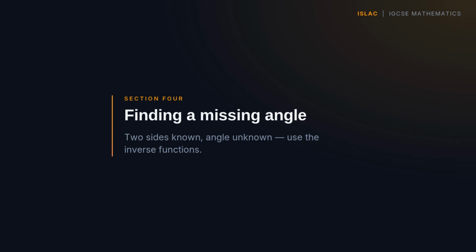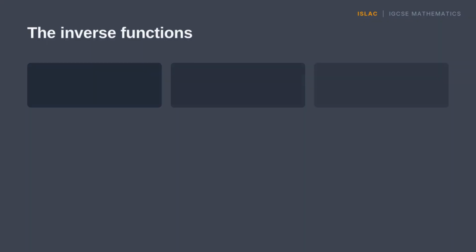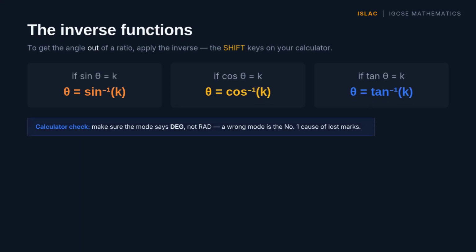Section 4. When 2 sides are known but the angle is not, we reverse the process using inverse trig. If sine of theta equals a value, then theta equals sine inverse of that value. On the calculator these are the shift keys above sin, cos and tan. They give you the angle back.